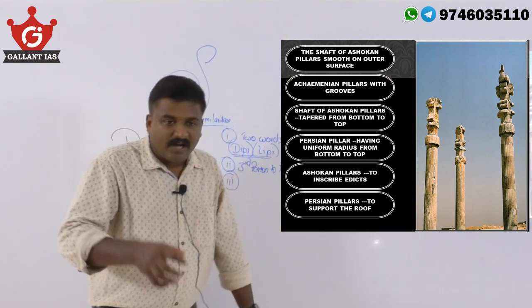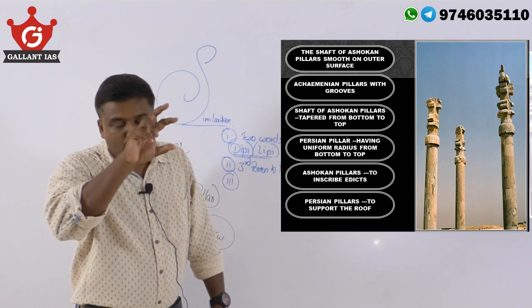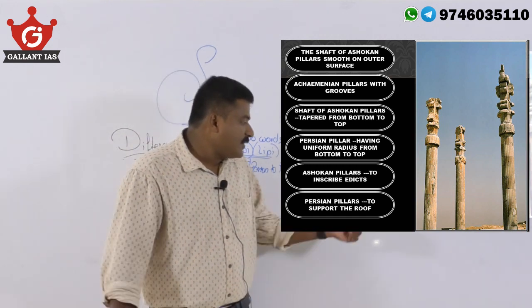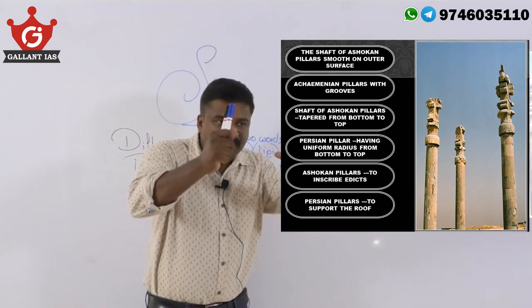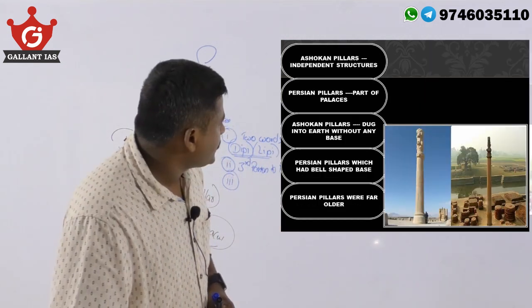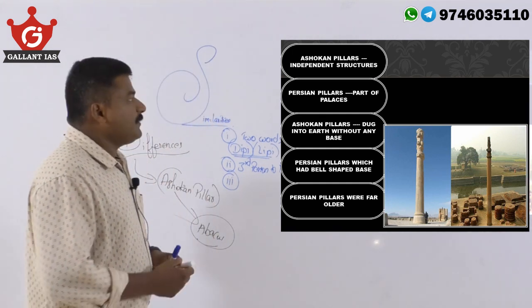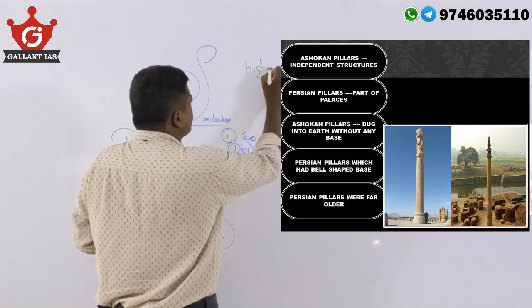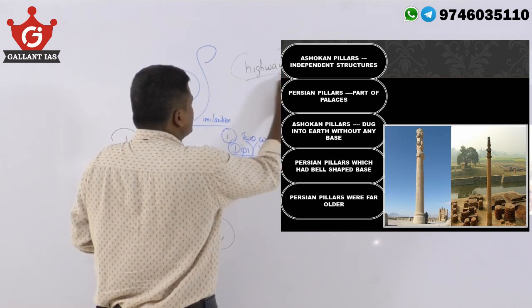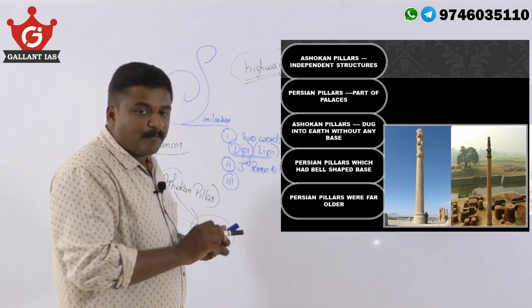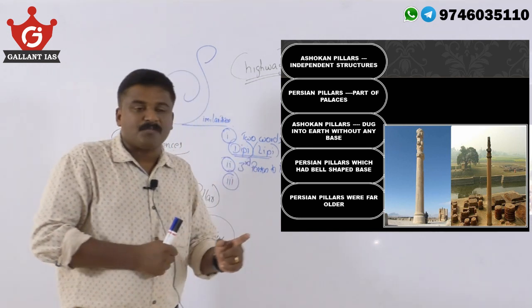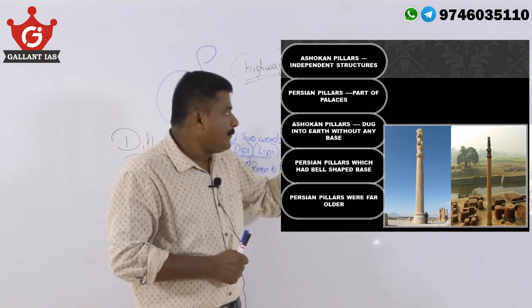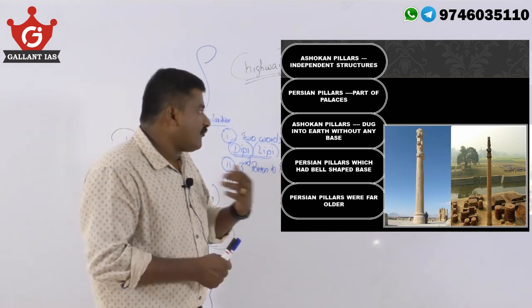Ashokan pillars were erected to inscribe the inscriptions of Ashoka or to spread the message of Dhamma. Persian pillars were part of architecture. They were basically for supporting the roof. Ashokan pillars are independent structures. You can see they are mostly erected on highways or in front of monasteries or public houses, so that the people, the pilgrims, read the inscriptions and the messages of Dhamma, and they must follow this. So they are independent structures. Persian pillars are part of the palaces.